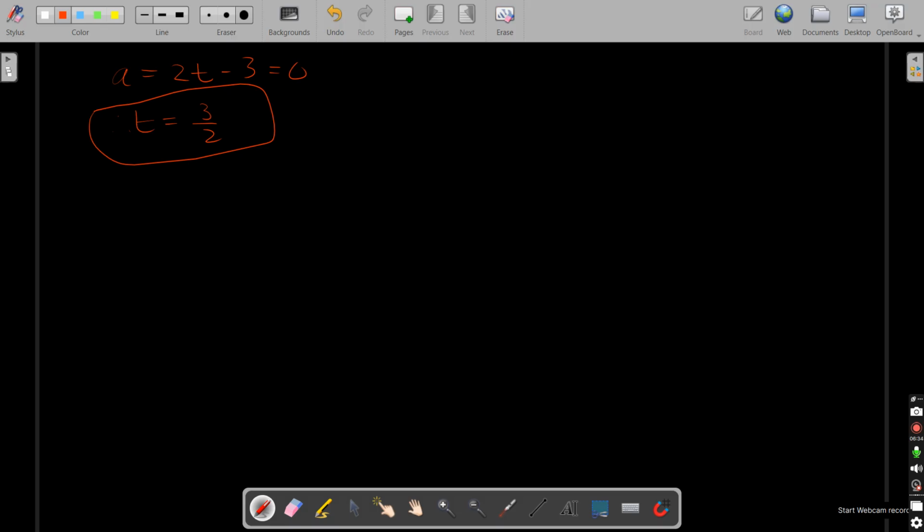We have to find its velocity. So velocity will be, we got the time, so just substitute 3 by 2 in place of t. What was the function of velocity with time? t square minus 3t plus 2.